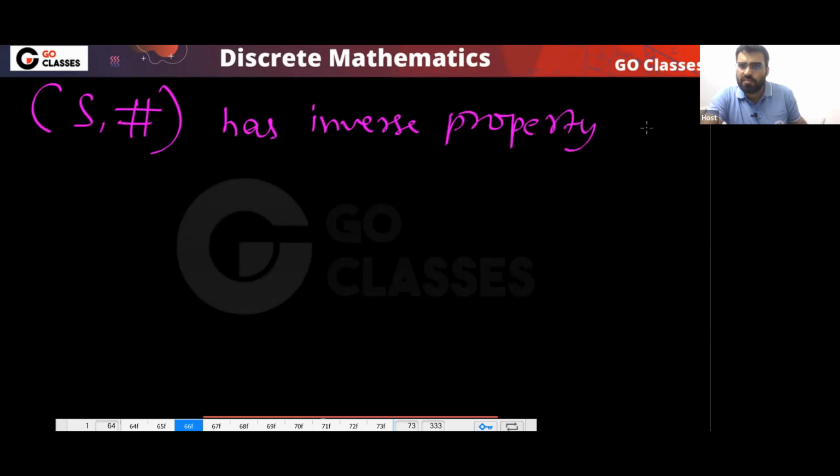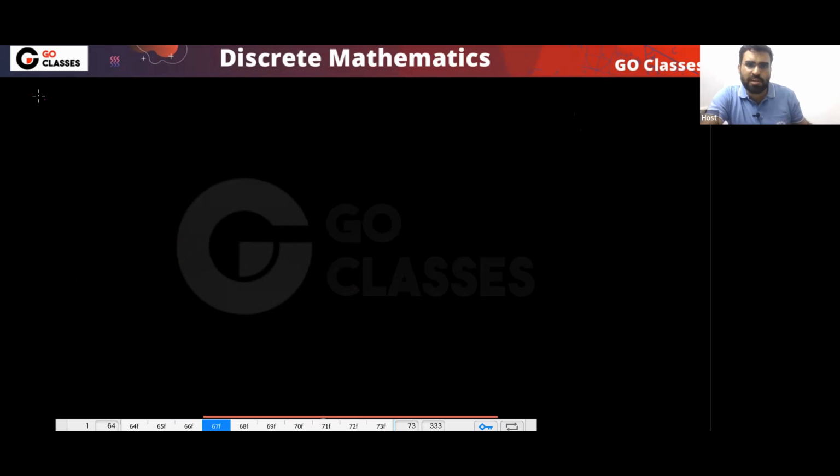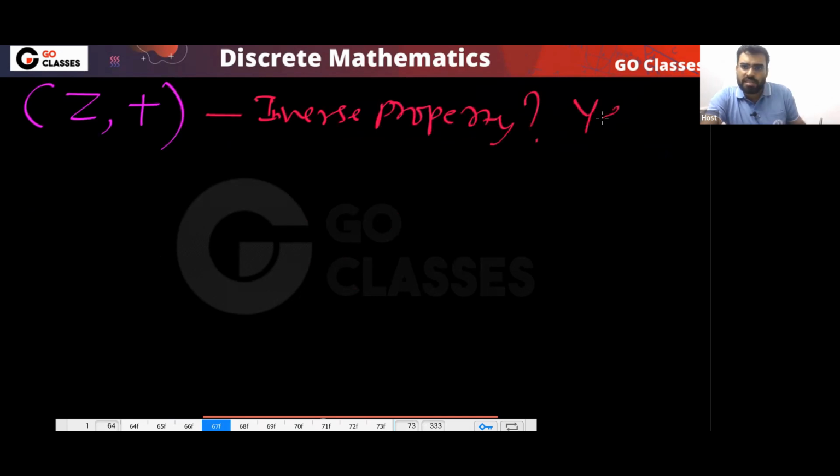This structure has inverse property if and only if for all elements in the base set, A inverse exists. For every element, A inverse should exist. For example, tell me, this structure, does it have inverse property? So the answer is yes.